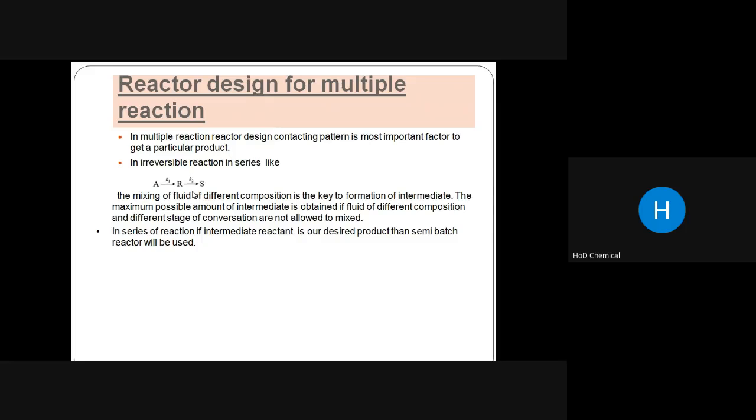So the basic difference between the multiple, that is series reaction, and parallel reaction is, in parallel reaction it can happen with formation of the desired product and the unwanted product. But in series reaction, it can form the intermediate product. After that, it gives the intermediate reactant. After that, it gives the desired product. Okay.